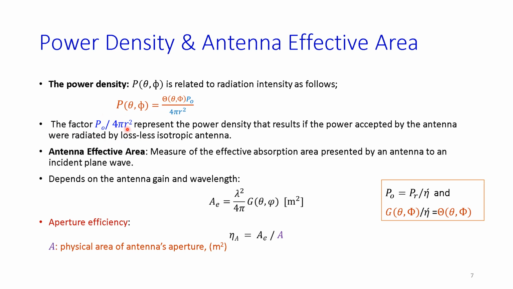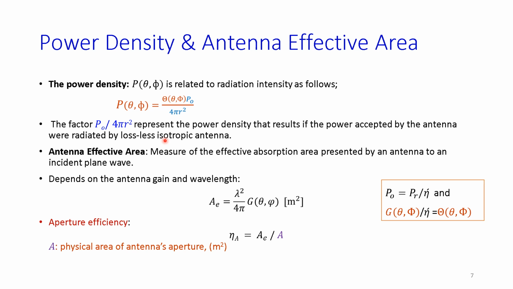This is the ratio of power if we have a lossless isotropic radiator. This is the intensity because the power will be distributed over a sphere, and that's the area of a sphere. So it's P naught divided by 4 pi R squared. But if your antenna has certain directivity, then we have to scale that accordingly. Of course, we're not including here eta because we are assuming a lossless antenna.